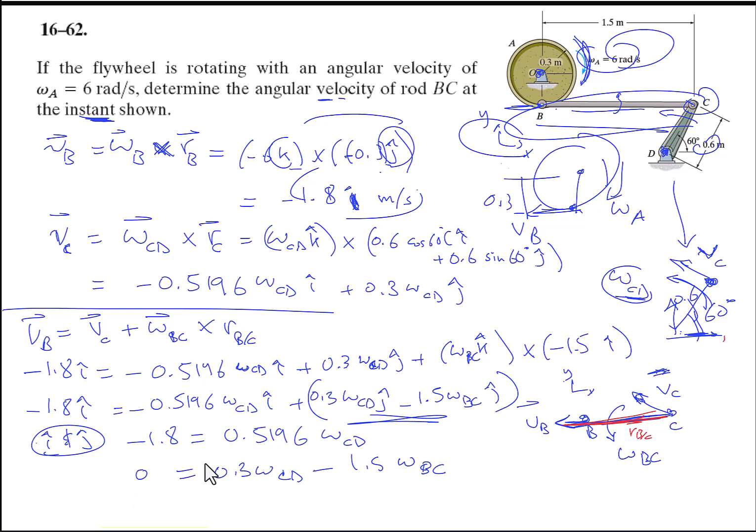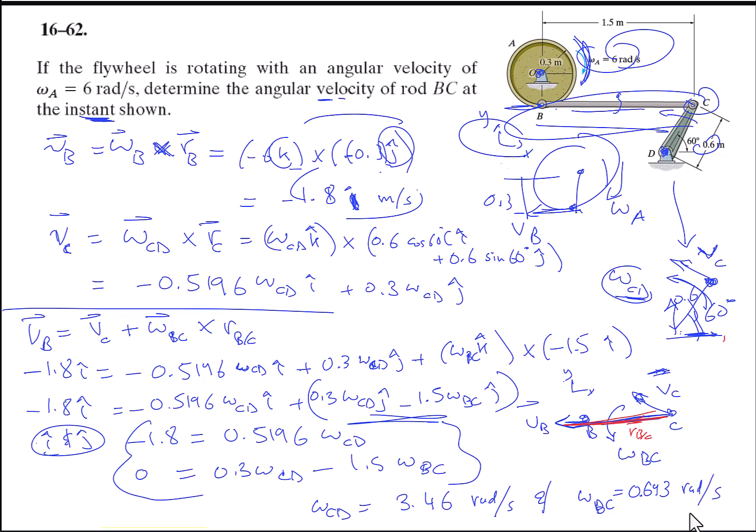So you solve these, two equations and two unknowns, and you'll get omega CD is 3.46 radians per second, and omega BC is equal to 0.693 radians per second.